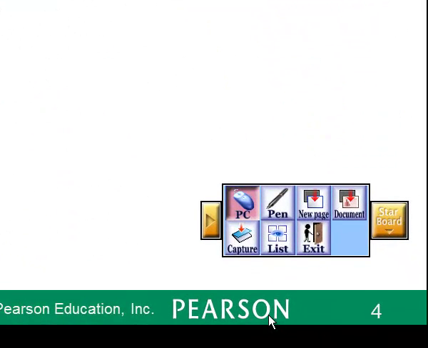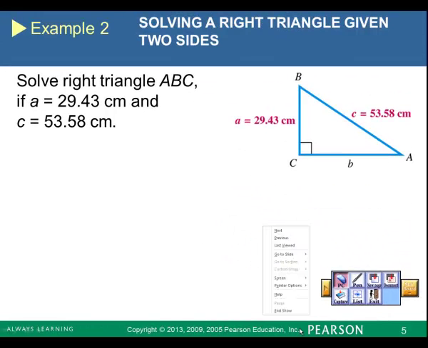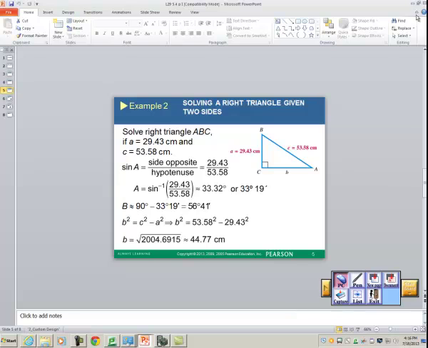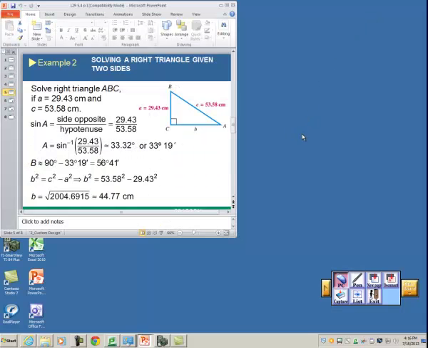All right, so we got that. We want to solve the right triangle, and here all we have are 2 sides. So from here we need to find our third side.